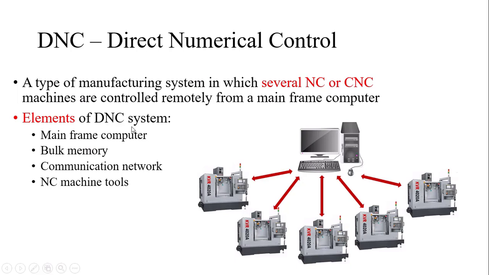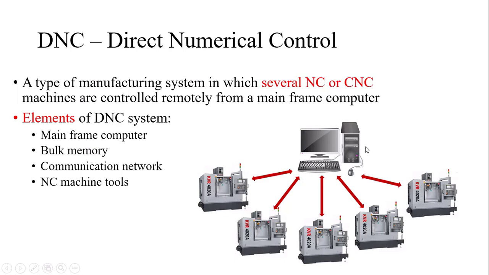So what are the elements of the DNC system other than the CNC? The CNC has its own parts, which are included in the CNC machine, but DNC has different parts. Those parts are, first, the mainframe computer. This mainframe computer is not in the CNC machine, but yes, it is in the DNC machine. Then there is a bulk memory. Bulk memory means that compared to the personal or individual machine computer, this mainframe computer has large, vast memory.